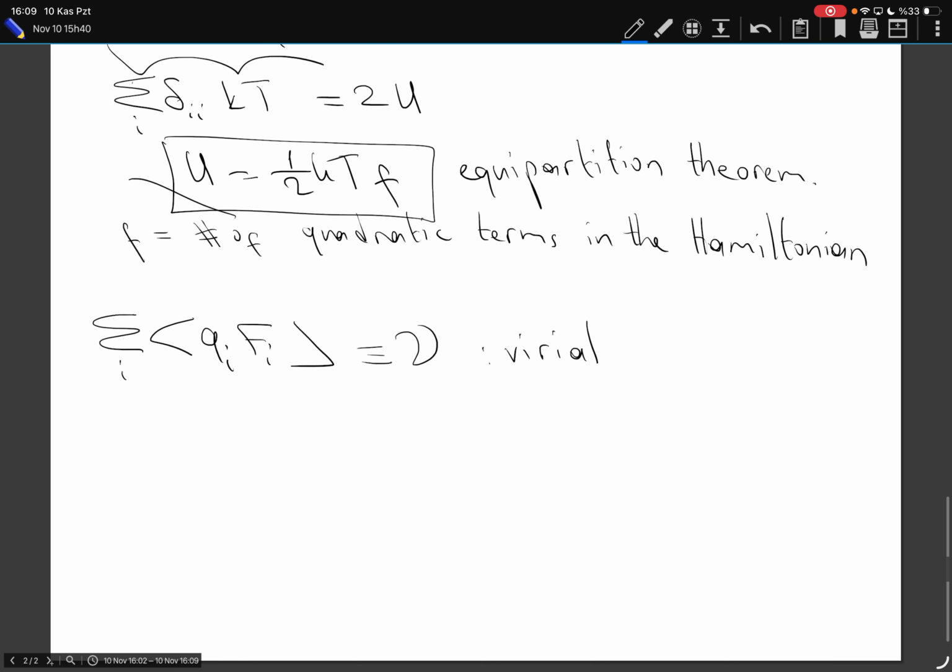Well, why is that important? Well, let's just consider non-interacting particles. Then the forces acting on my particles, F_i, will be non-zero only for particles close to the surface, because there is this bounding box, and that box is exerting forces on my particles.